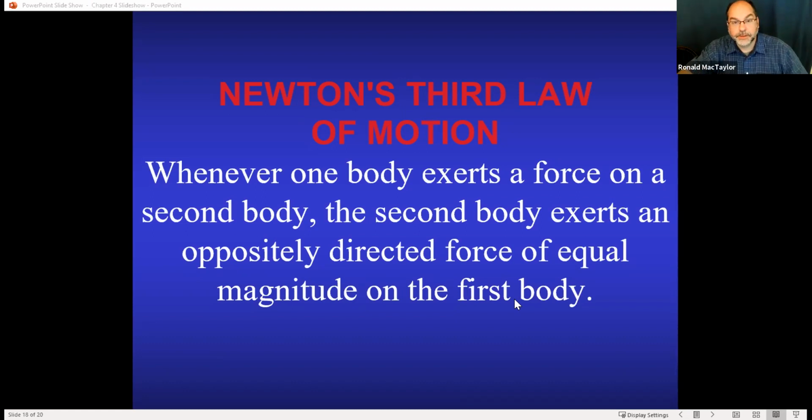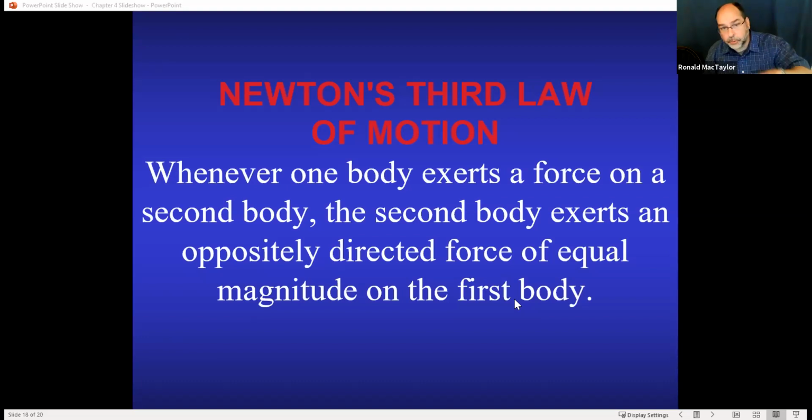You're applying a force, it's applying a force back on you. You can feel it. Toss a ball. When you're throwing the ball, you can feel it pushing on your hand even as you are pushing it forward. Whenever one body exerts a force on a second body, the second body will exert an oppositely directed force of equal magnitude back on the first body.